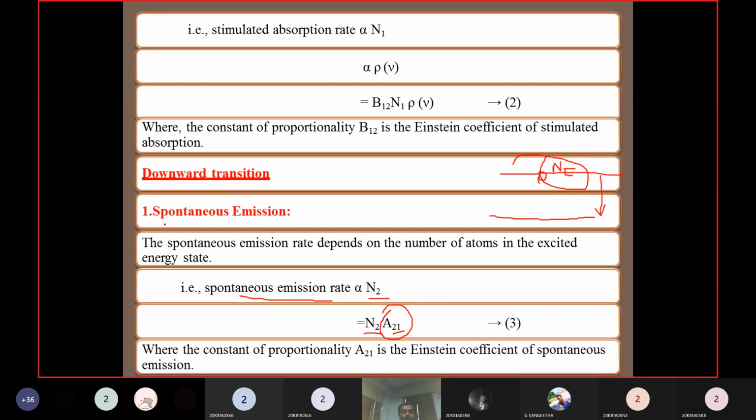So this process is spontaneous emission. That's why we are taking the constant A, and the constant is A21. This constant we call the Einstein coefficient of spontaneous emission. This A21 is called the Einstein coefficient of spontaneous emission.